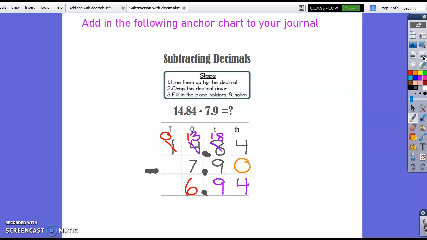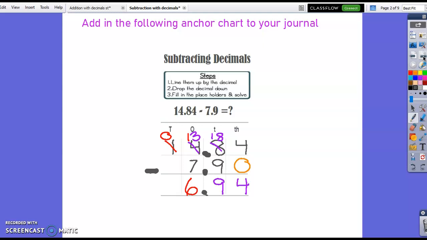So below you see that we have a place value chart, and I have written in 14 and 84 hundredths. Below that I put my subtraction sign, then 7 and 9 tenths. The decimals are lined up. Then you put in your equal sign. Then I put in a 0 in orange for my place value holder. And then I begin my work to solve.